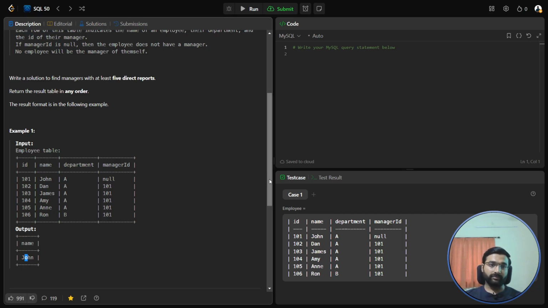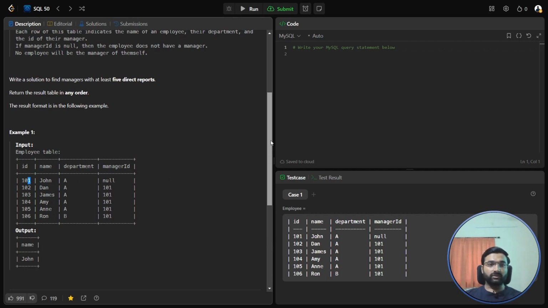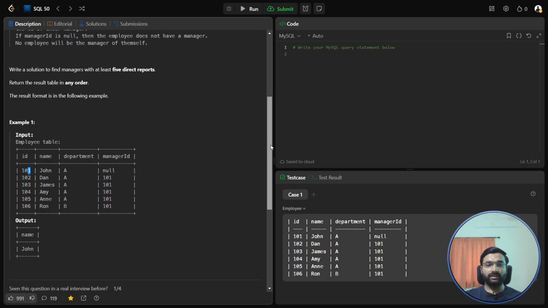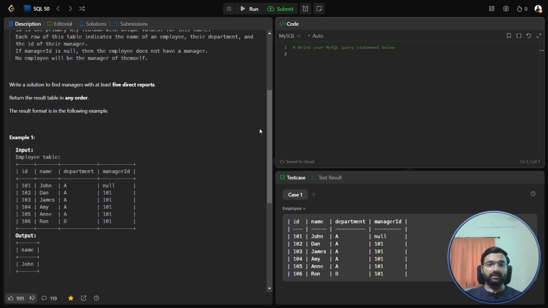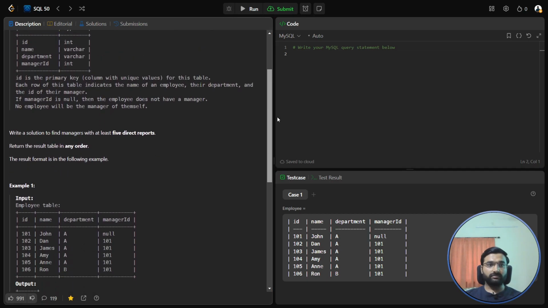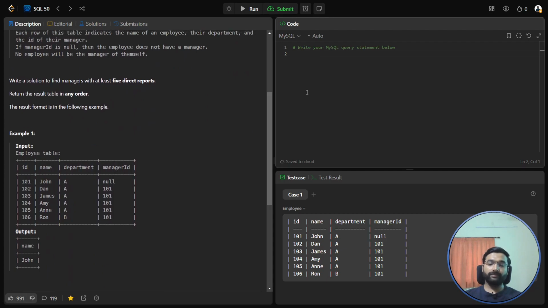people reporting to him. So you can see, employee ID 101 has no manager, but 102 has manager 101. That means 101 himself is the manager. So to solve such questions, we'll see a trick, that is how we'll solve. The question is very simple.